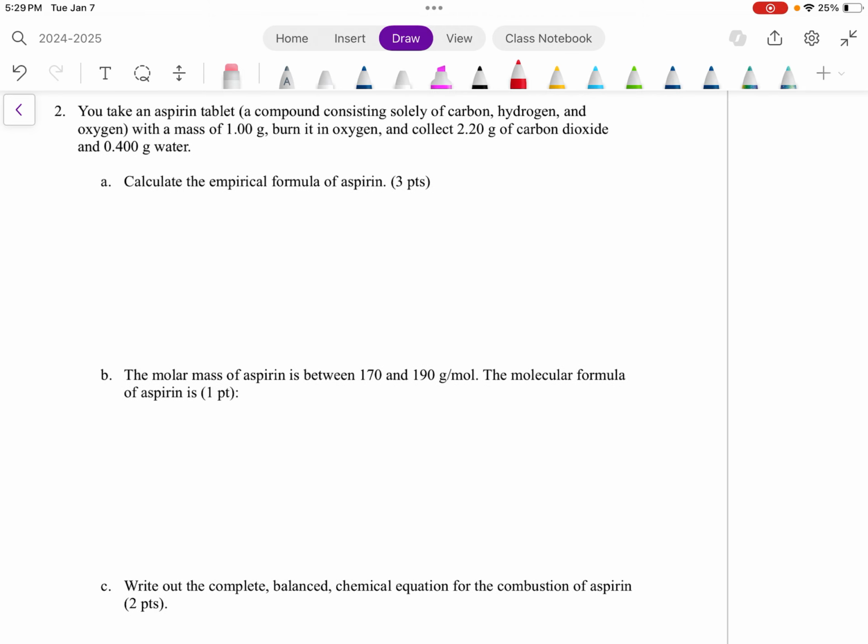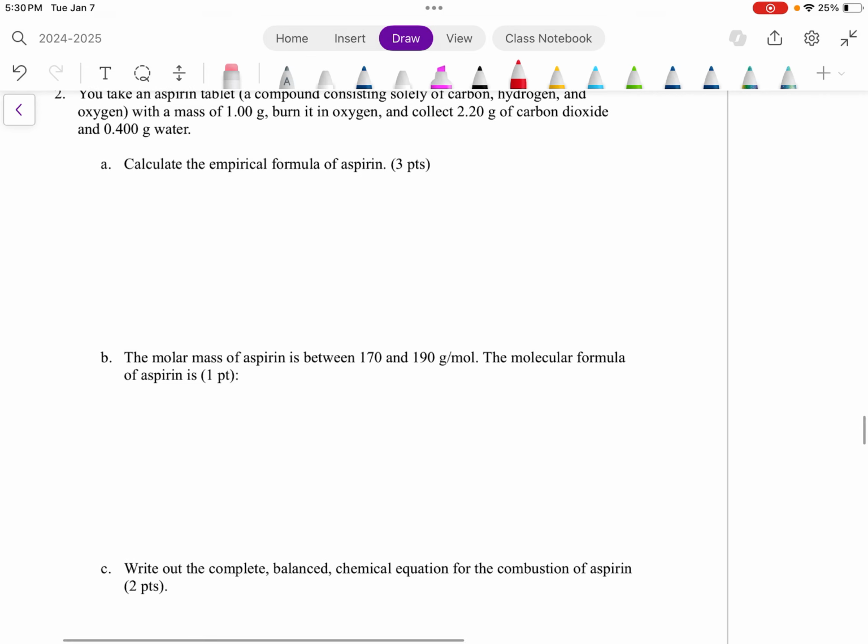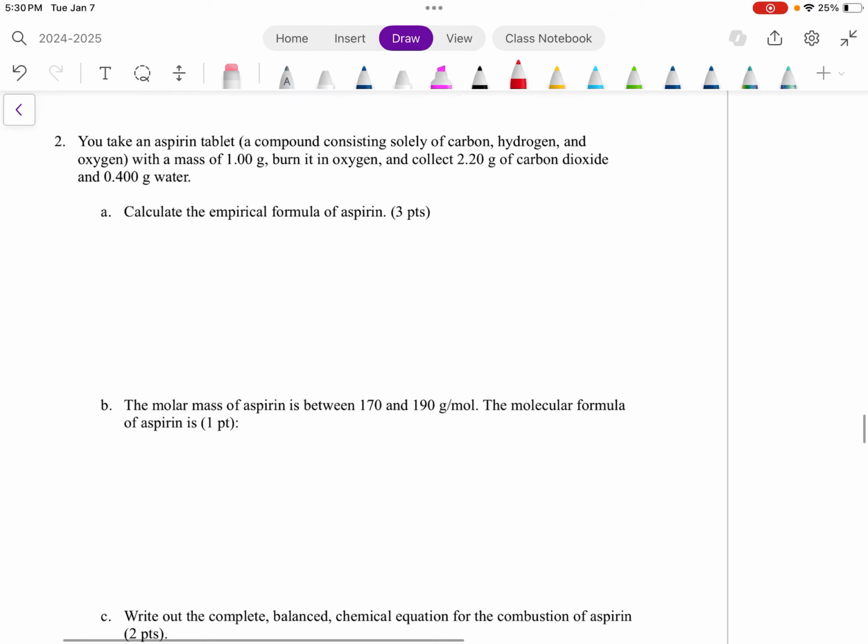Okay, you take an aspirin consisting of carbon, hydrogen, and oxygen with a total mass of 1 gram. You burn it, you combust it, and you collect 2.2 grams of CO2 and 0.4 grams of water. Calculate the empirical formula. So in order for the empirical formula, you need to have the moles of everything, okay? So we need to convert everything into moles from there. So we're going to be able to get moles of carbon from the carbon dioxide.